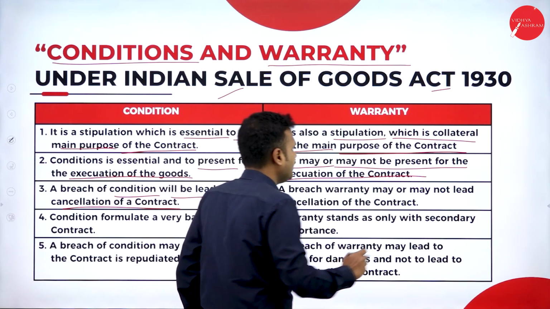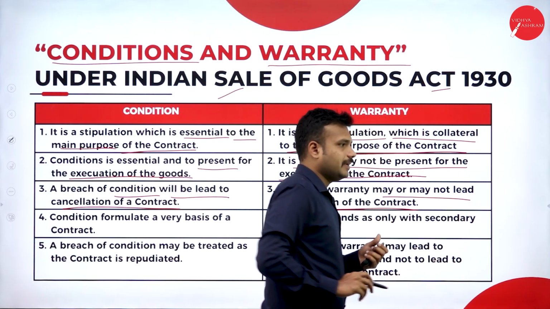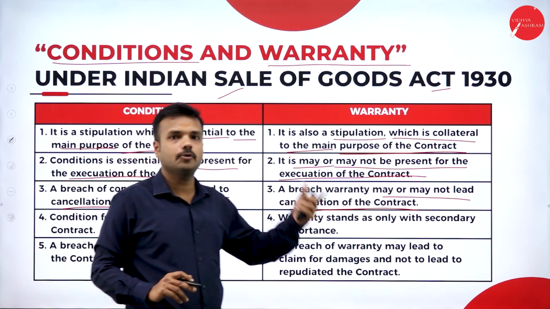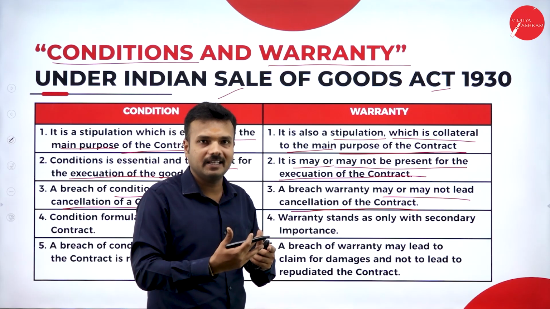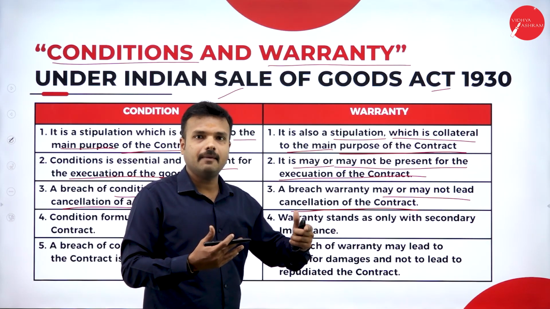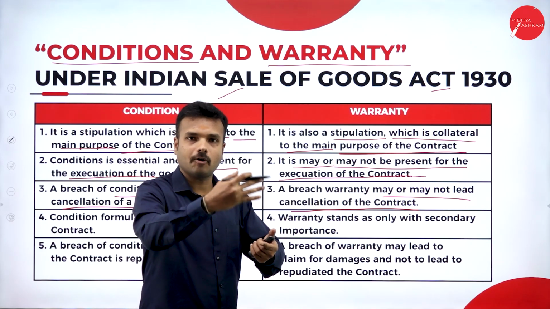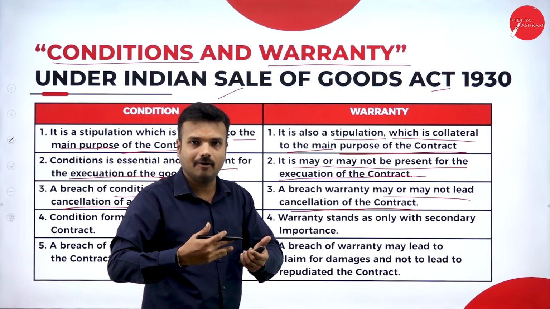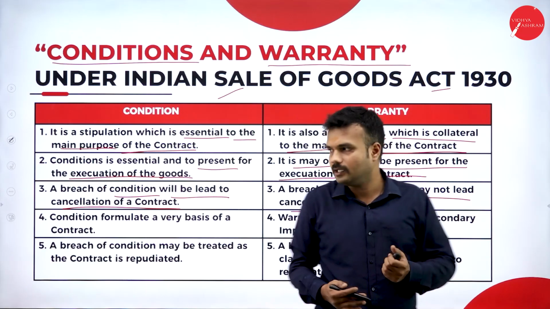A breach of warranty may or may not lead to the cancellation of the contract. For example, I am going to assure him regarding the quality of the product for 2 years. Within 2 years, there is a manufacturing default in the product. Here it does not lead to cancellation. If there is any defect in the mobile, it will get repaired according to the warranty. He cannot send back the product just for the problem in the mobile. So it may not lead to the cancellation of a contract.